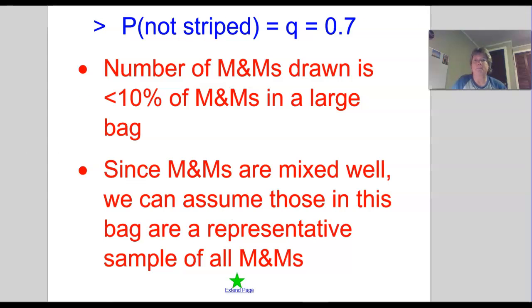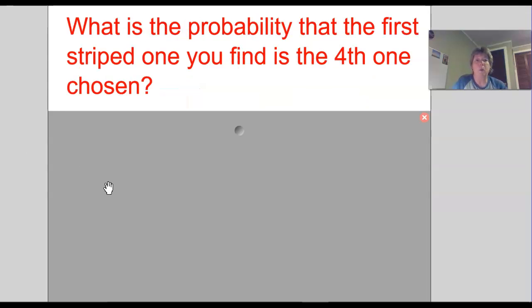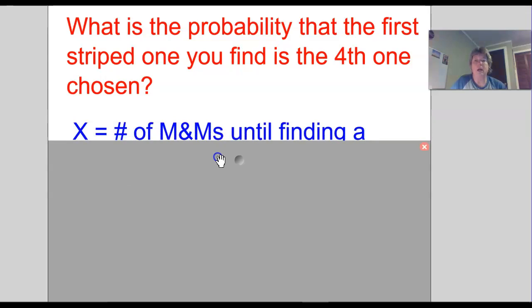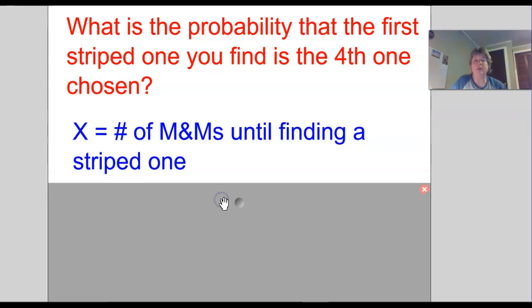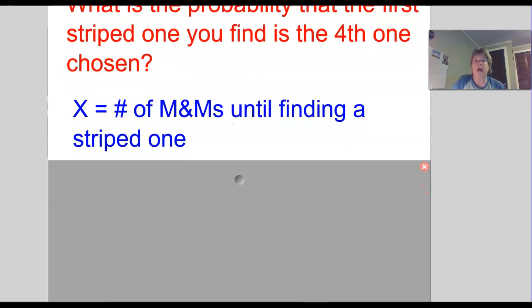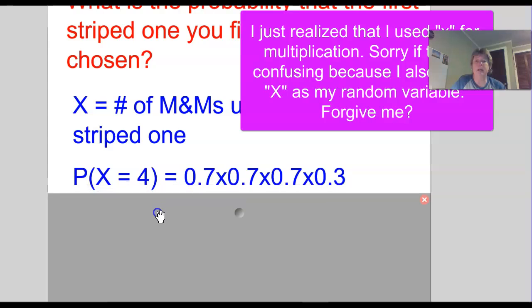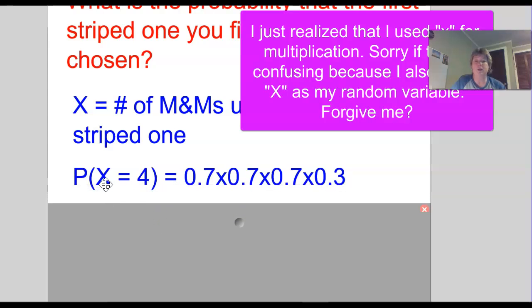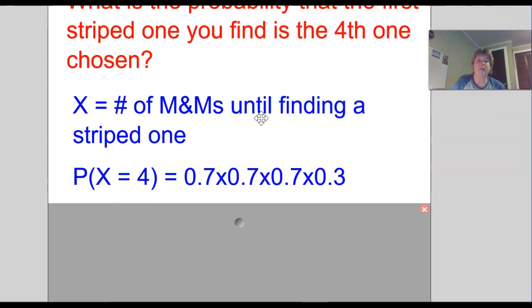All right. So, what's the probability then that the first striped one you find is the fourth one chosen? So here, I'm going to define X to be the number of M&Ms I draw out of the bag before I find the first striped one. So what I want to know here is, what is the probability that X equals 4? So this is saying, what's the probability that the number of M&Ms until finding a striped one is 4?